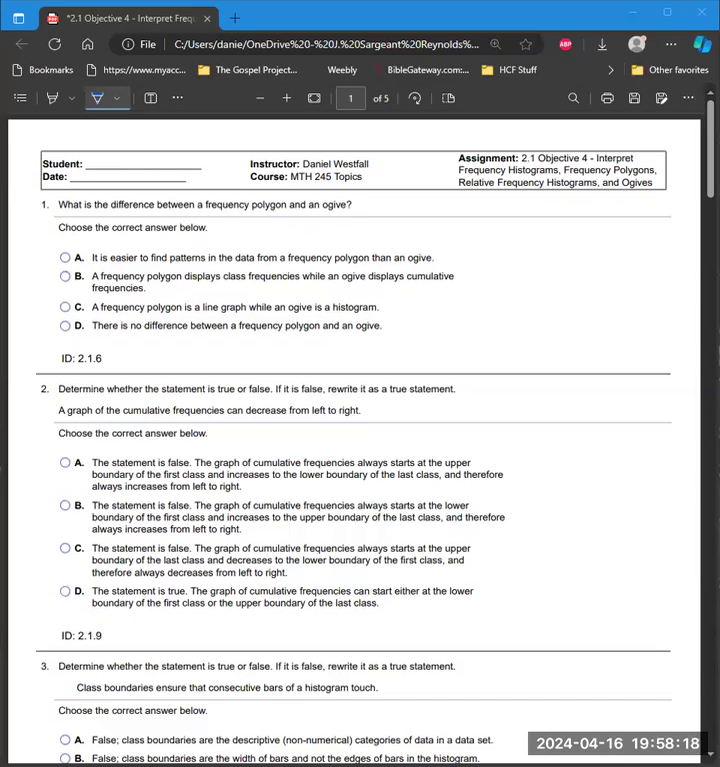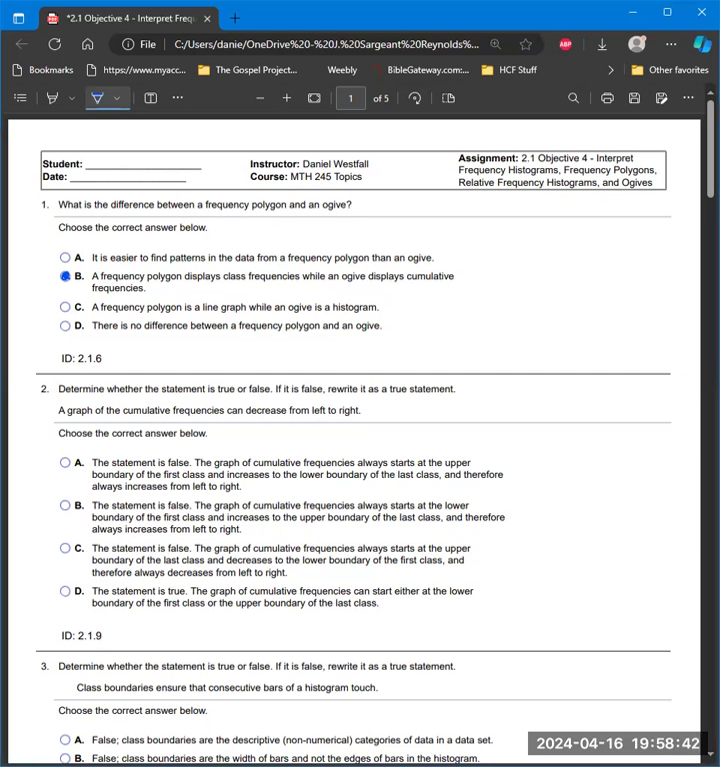In this video, we're going to talk about 2.1 Objective 4, where we interpret frequency histograms, frequency polygons, relative frequency histograms, and ogives. First, let's ask what is the difference between a frequency polygon and an ogive. A frequency polygon displays class frequencies, while an ogive displays cumulative frequencies. So that's B.